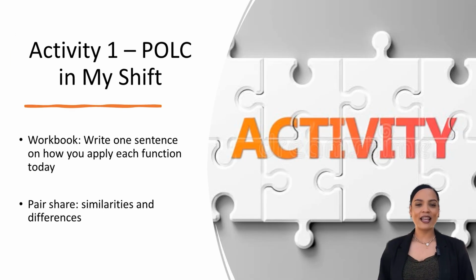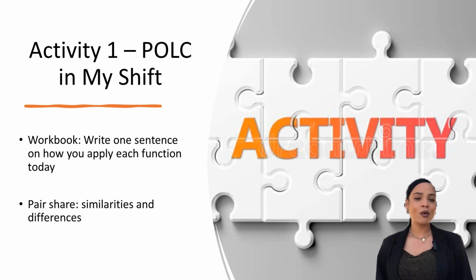Here is your first activity. Open your workbook. Write one sentence under planning, organizing, leading, and controlling, describing how you apply each. Share with a partner. Let's begin.